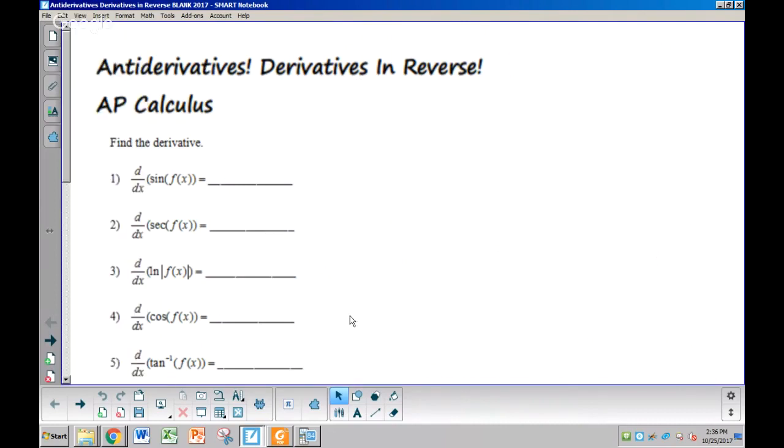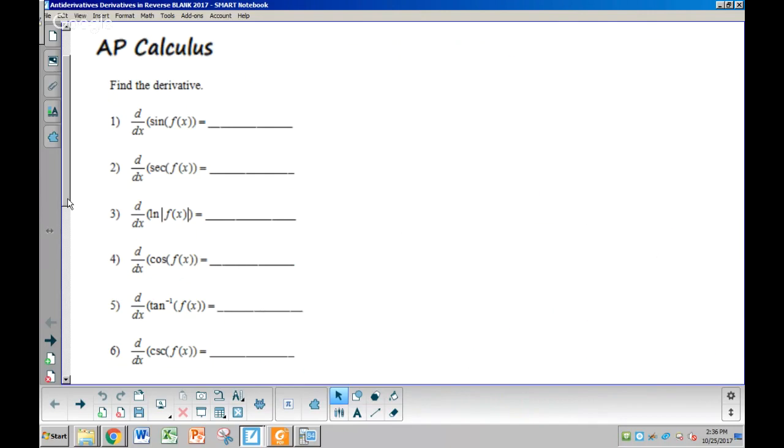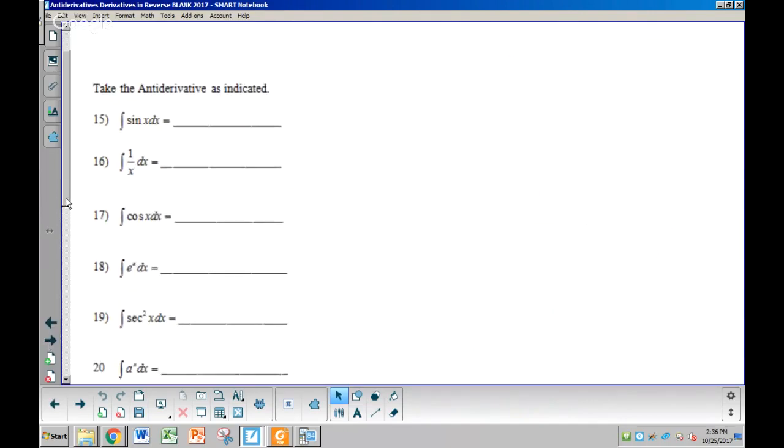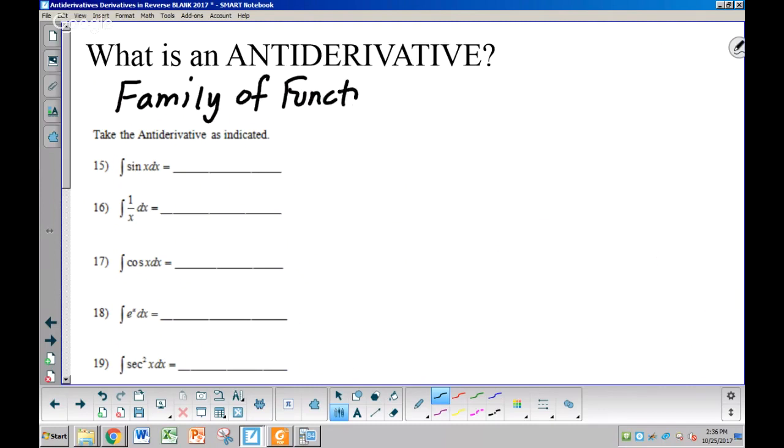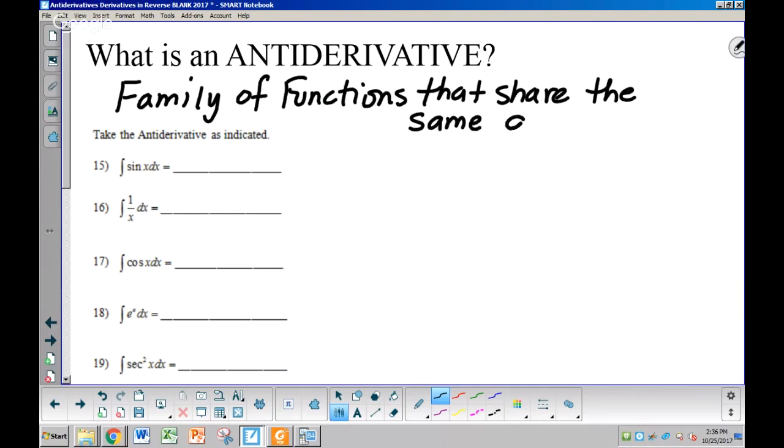What we're going to do now is something called derivatives in reverse. We're going to go backwards. So I'm going to skip this part because I think we know how to take all the derivatives, yes? All right. So now we're going to play this game. What is an antiderivative? It is the family of functions that share the same derivative. What we're going to do is I'm going to give you the derivative, and you're going to tell me what I took the derivative of. I said it backwards.